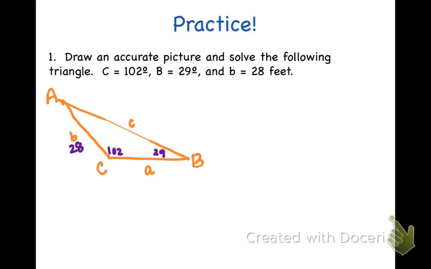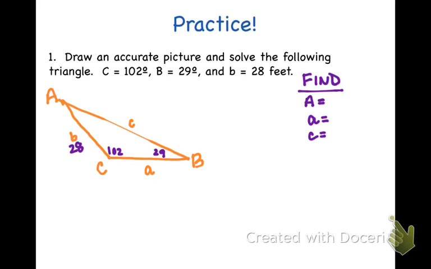Because I need to go through and find all the missing pieces, this helps me keep a better idea of what I need to find. So I want to create a list of what I need to find. I need to figure out what angle A is, what side A is, and what side C is.